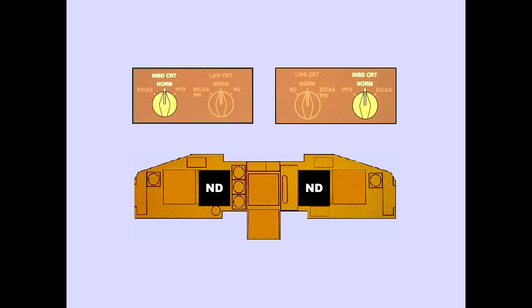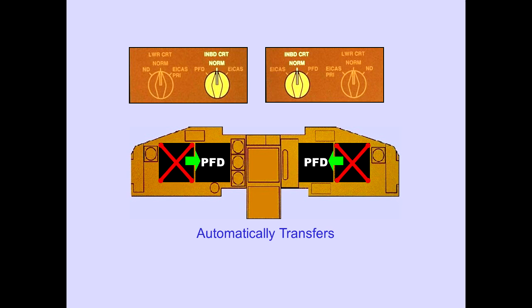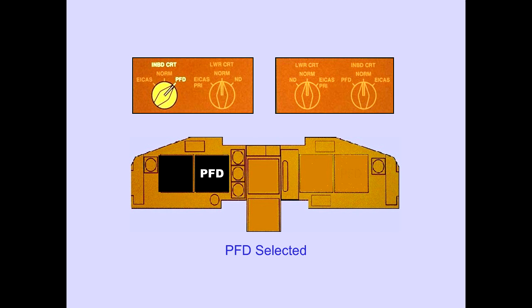When the inboard CRT selector is in the normal position, the inboard CRT displays the ND. If the inboard CRT selector is in the normal position and the outboard CRT fails, the PFD automatically transfers to the inboard CRT, replacing the ND. If either inboard CRT selector is placed in the PFD position, the PFD is transferred to the respective inboard CRT.